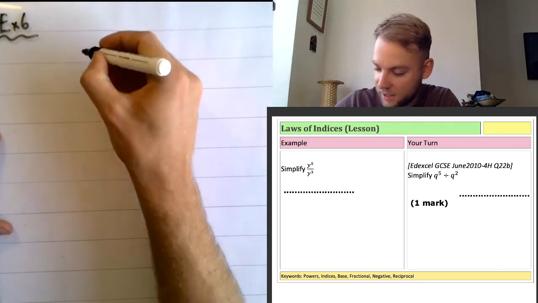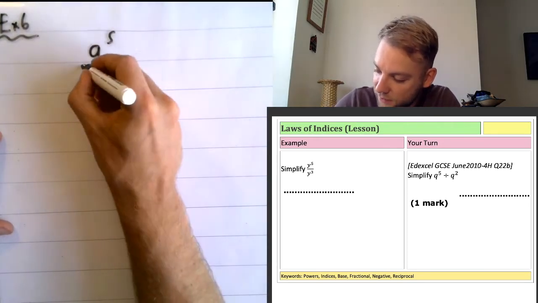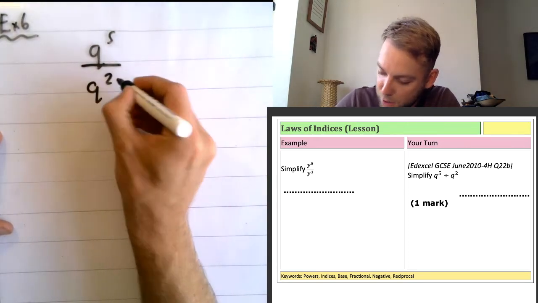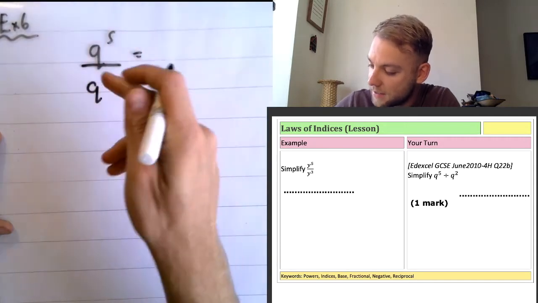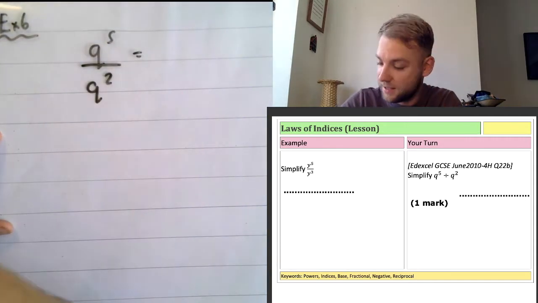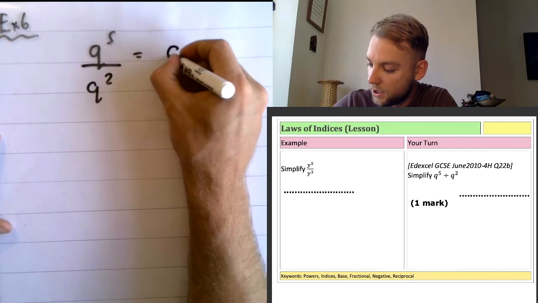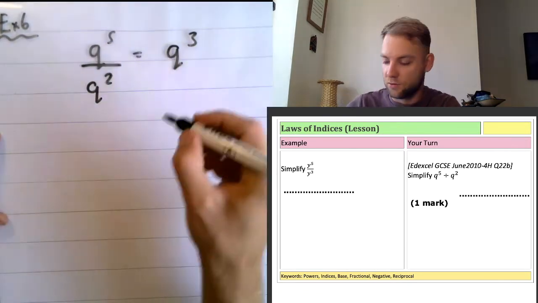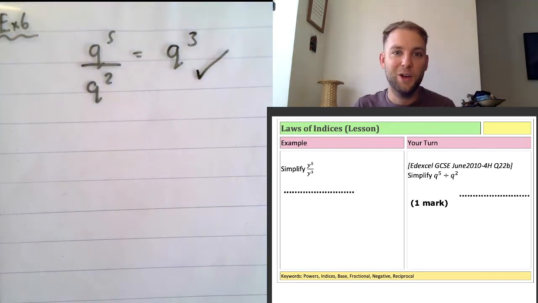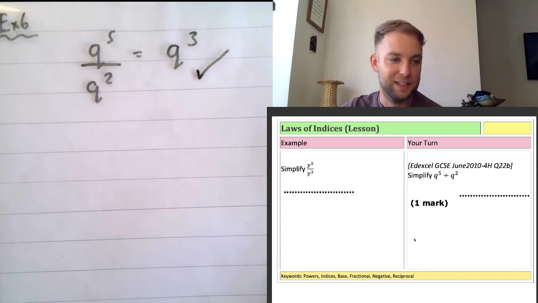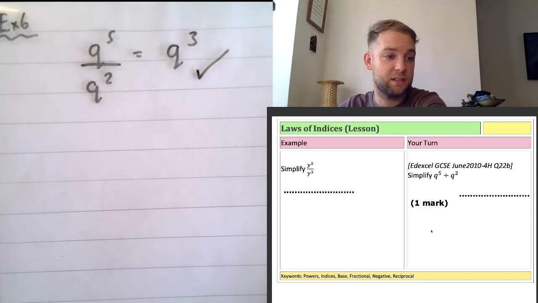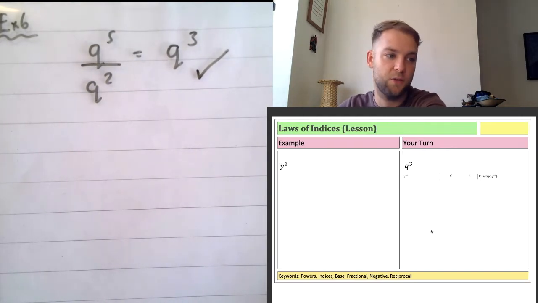So with this one here, I've got q to the power of 5 divided by q to the power of 2, which is the same as 5 take away 2. In fact, it's very similar to the one there, isn't it? Which is going to be q to the power of 3. Nice and straightforward. Hopefully you smashed that. Well done if you did. Okay, let's move on. In fact, let's just check our answers. y to the 2, q to the 3.